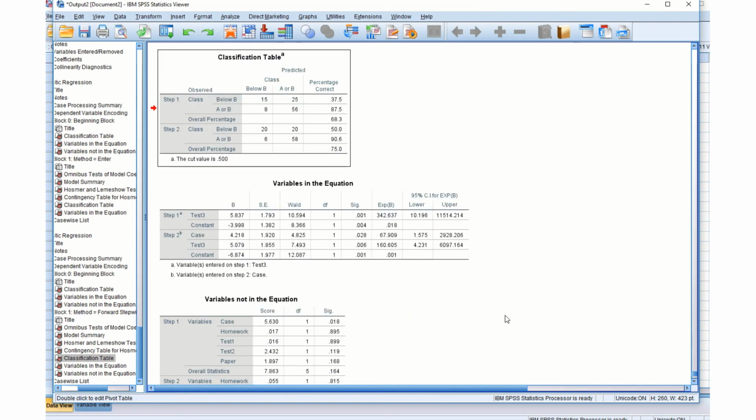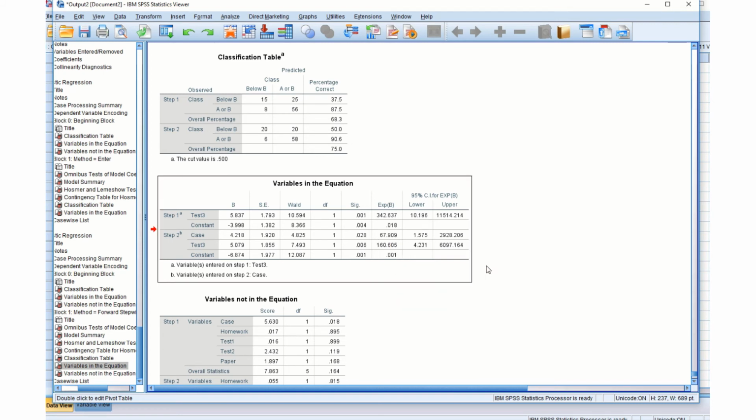So variables in the equation, again, we're looking at step 2 because that was the second regression or the second variant that was used. Interestingly, we have case and we have test and we have constant. So like we did in the entry version, we noticed that case and test were the significant variables. Here they are again with the other variables dropped out. And this is the true thing here. When we look at this, this is really important.